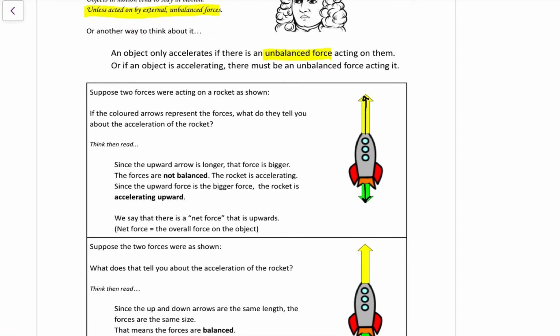So in this particular case, since the upward arrow is bigger, that means there's a net force. There's an unbalance that's pointed upwards. That means it's going to accelerate upwards. So wherever the bigger force is, we call the amount of unbalance the net force, and the direction of the net force tells you the direction of the acceleration.